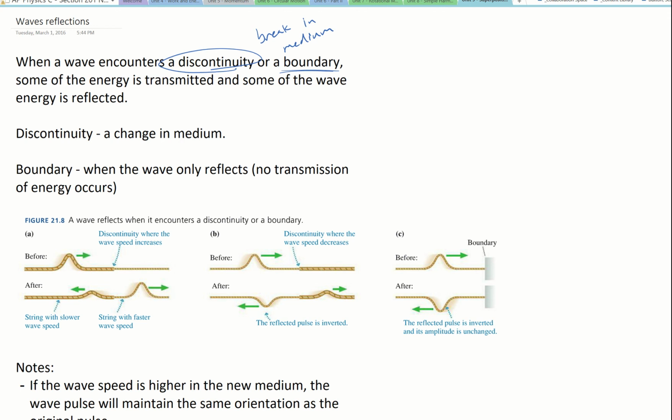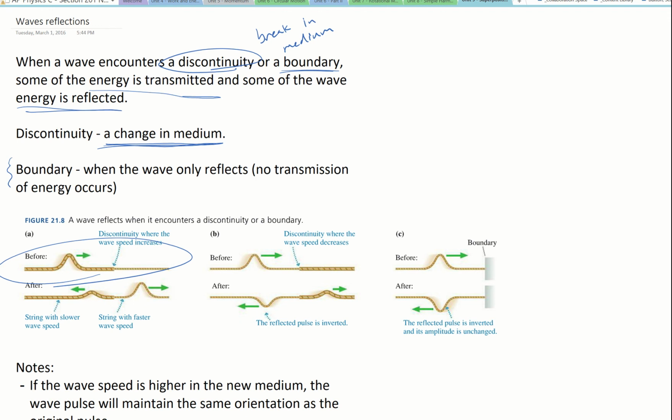Well, we know that two things happen, right? When a wave encounters a new medium, some of the energy is transmitted on, and some of the energy is reflected back. Again, a discontinuity is simply any change in medium, and a boundary is any time that there's this transmission or this reflection back. Actually, they're defining here that the boundary is when the wave only reflects back. So a discontinuity is when both the transmission and the reflection happen, whereas a boundary is when it only reflects backwards.